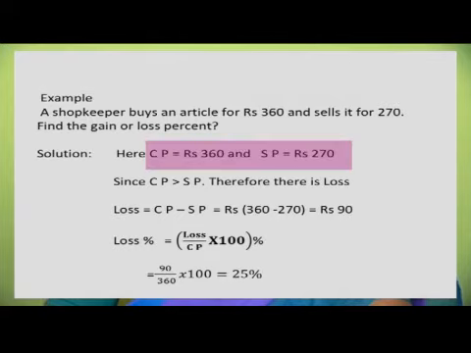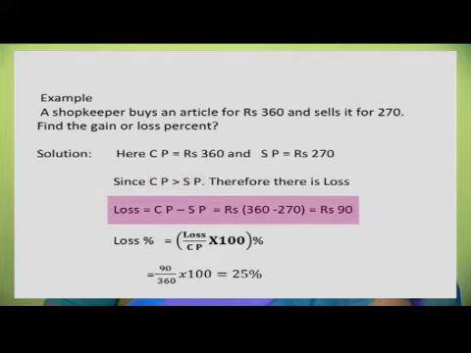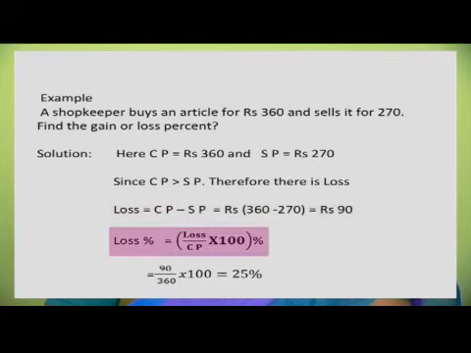Here, cost price CP is equal to rupees 360 and selling price SP is equal to rupees 270. Since CP is greater than SP, therefore, we have a loss. Loss may be written as CP minus SP, that is rupees 360 minus rupees 270, which is equal to rupees 90. And we can calculate loss percentage is equal to loss by CP into 100%. So, we have the loss as 90 by 360 into 100%, which may be simplified as 25%.